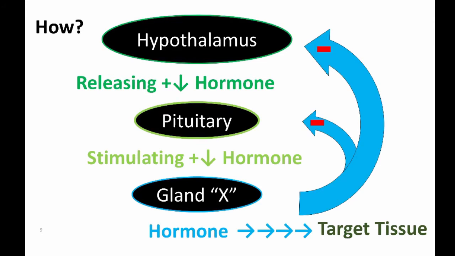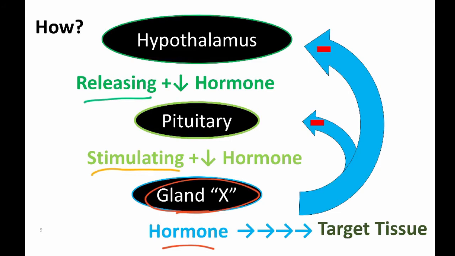So you have the hypothalamus that secretes a releasing hormone. The releasing hormone acts on the pituitary gland and causes it to release a stimulating hormone or an inhibiting hormone, but at this level we're just focused on the stimulating hormones. And that makes a third gland. I'm just calling it gland X here because there are a bunch of them. Gland X secretes a third hormone, and that's that third hormone that actually acts on the target tissue.